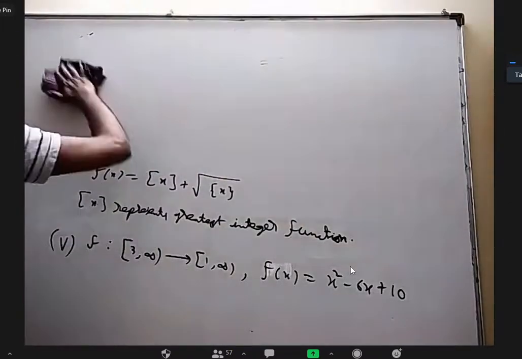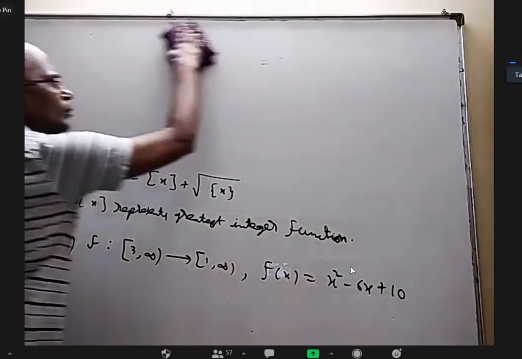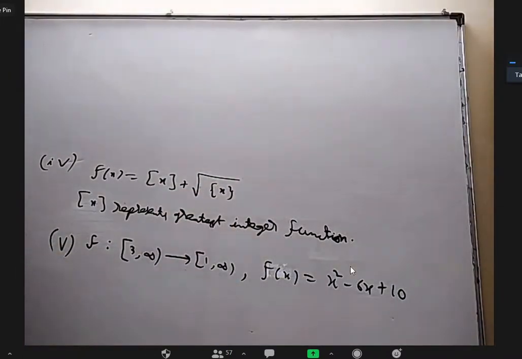Sir, the fifth one: f inverse of x is equal to 3 plus or minus root over x minus 1. So you are telling two answers, but it should be only one answer.